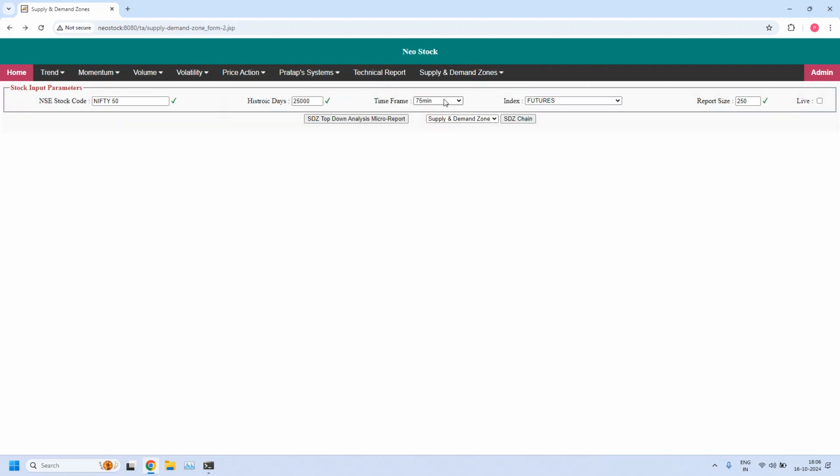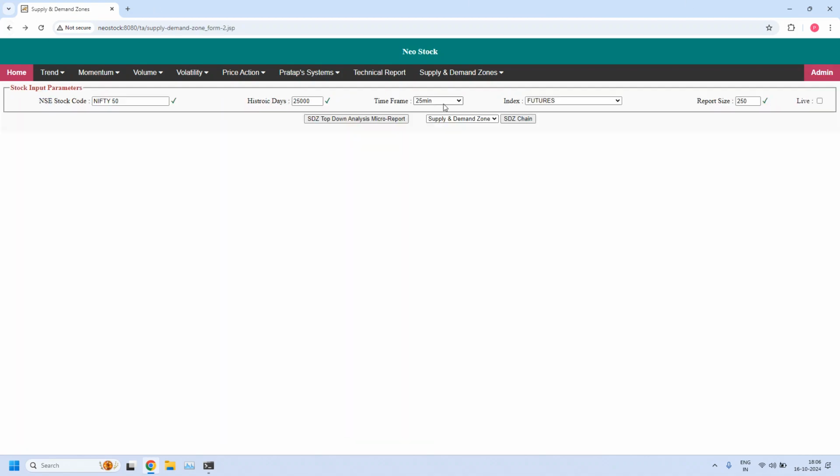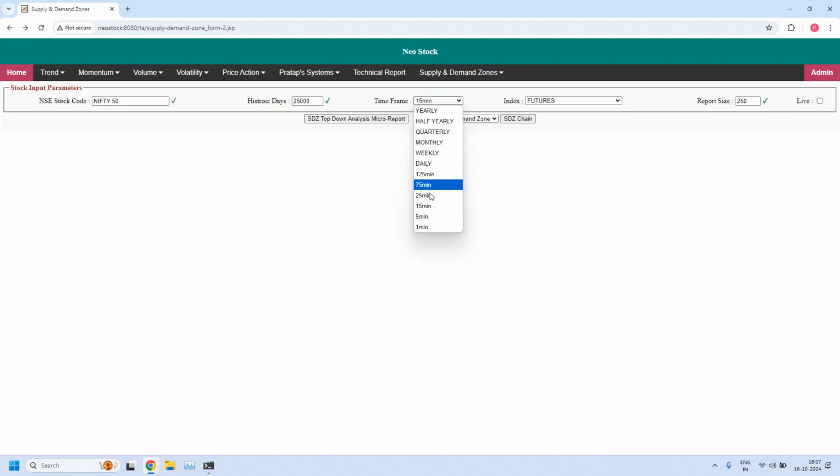Next time frame is 25 minutes, generating 25 minute supply demand zone chain for NIFTY. The next time frame is 15 minutes. I am generating 15 minute supply demand zone chain for NIFTY. And the next time frame is 5 minutes, generating 5 minute supply demand zone chain for NIFTY.